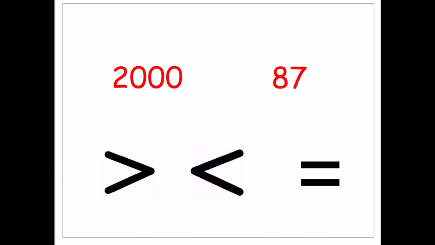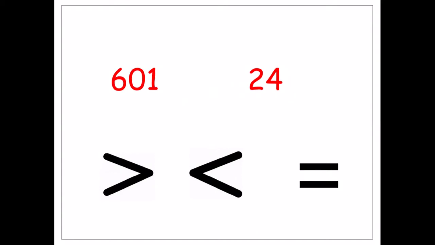Which symbol will we put between 2000 and the number 87? Greater than, less than, or equals? And it is greater than. So it now reads 2000 is greater than 87. The big opening to the big number, the little point to the little number. Another example, the numbers 601 and 24. So which of our three symbols will go in between? And it is greater than. 601 is greater than 24. Big opening to the big number, little point to the little number.